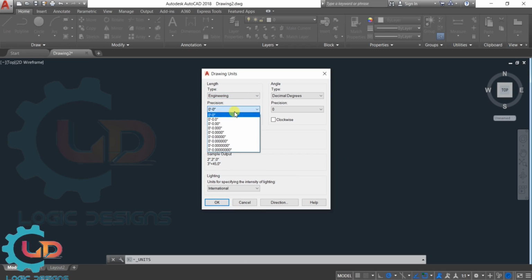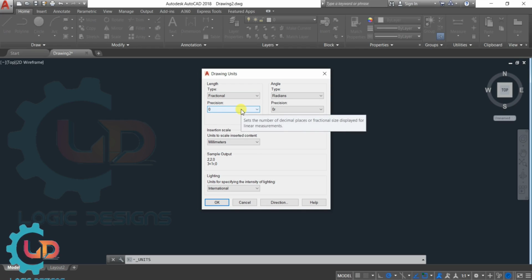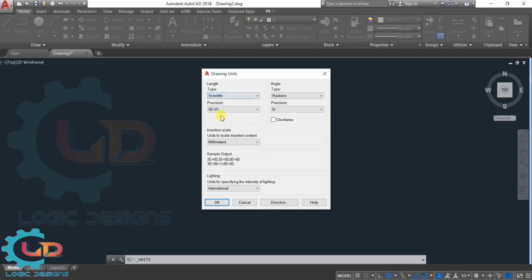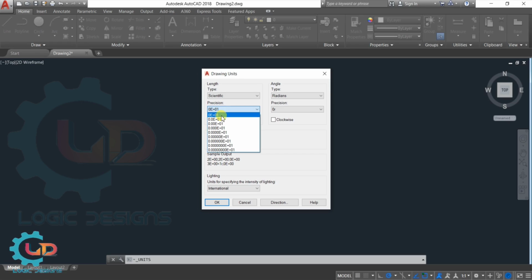Third one is engineering units. These units are based on feet and inches and use decimals to represent partial inches. Fourth one, fractional units. Fractional units are like decimal units. These units are unitless. It shows values as a fraction rather than decimal numbers. Last one, scientific units. Scientific units are also unitless and show values as an exponent. They are used for drawing really large things. If you design molecules or galaxies, this is the unit type for you. This is the best for scientific use only.